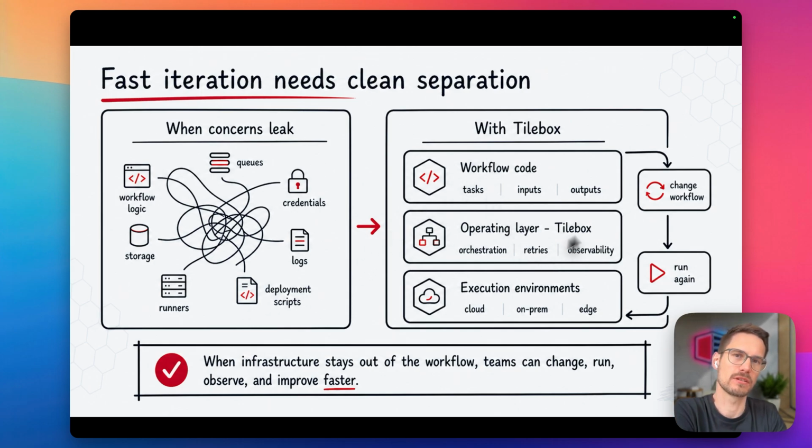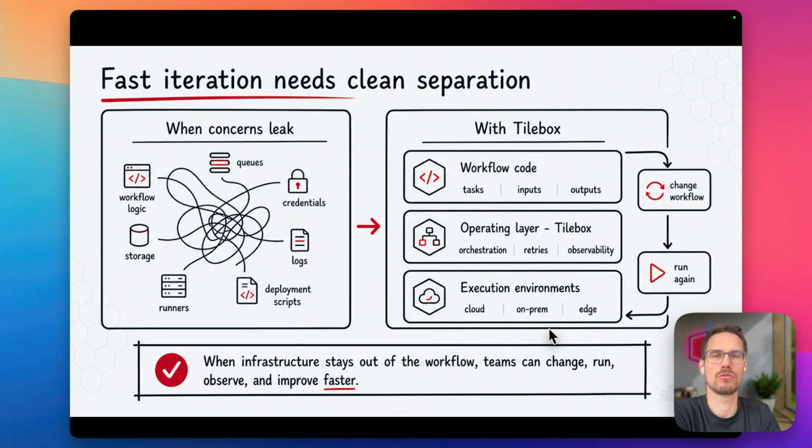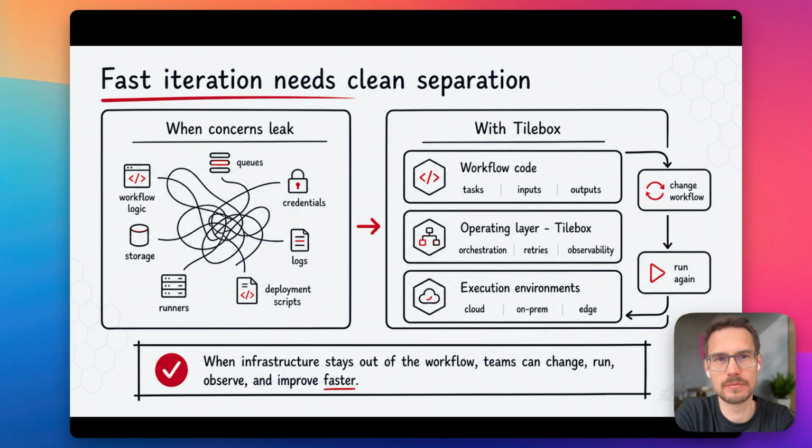Tilebox separates those concerns. Your workflow code can stay focused on tasks, inputs, outputs, and the operating layer handles orchestration, retries, observability, and all these plumbing tasks. And then the runners can live where the work needs to happen. Could be on the cloud, on premise, or at the edge. You can change the workflow, run it again, see what happened, and improve it without dragging plumbing through every experiment.